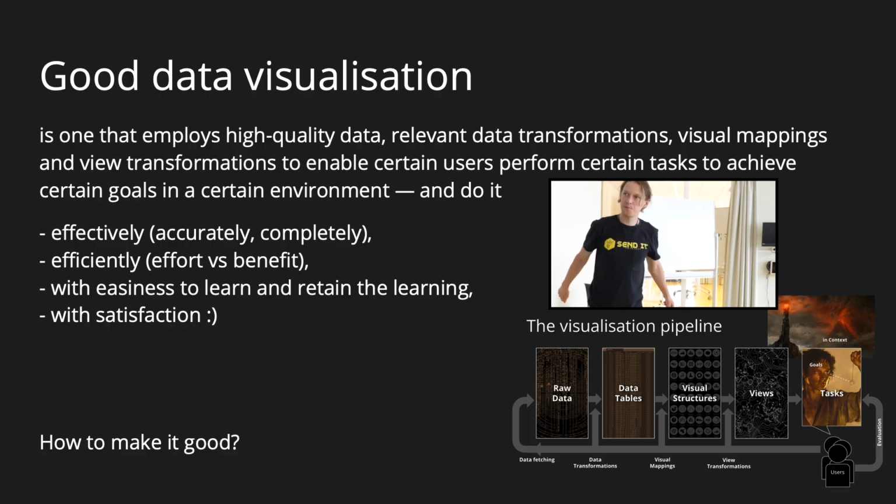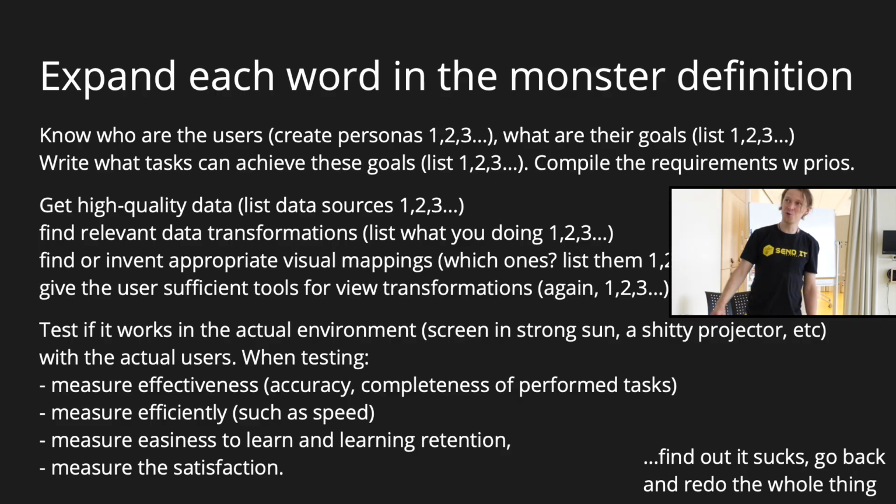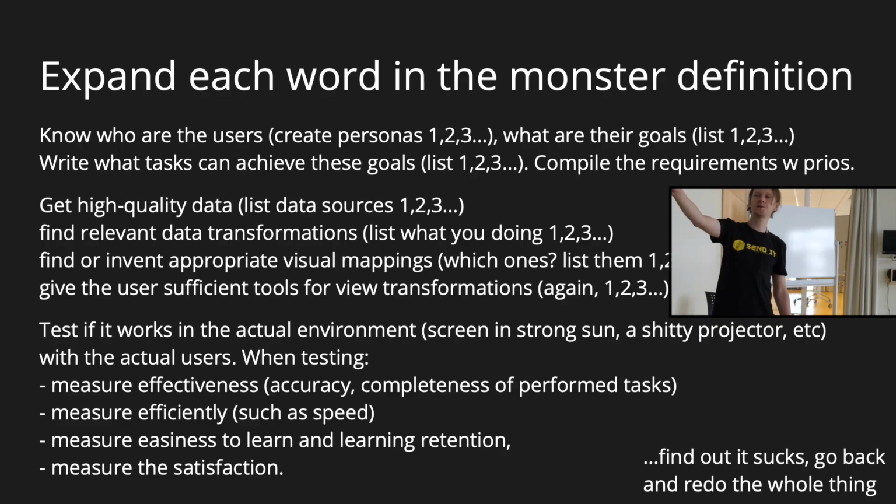So how to make it good, how to follow this instruction. That means we expand each part of that long monster definition, and for each part of it we make a list or a spreadsheet. So we know who the users are, and we list them 1, 2, 3. We have a little tool for that. It's called personas. More on that in a bit.